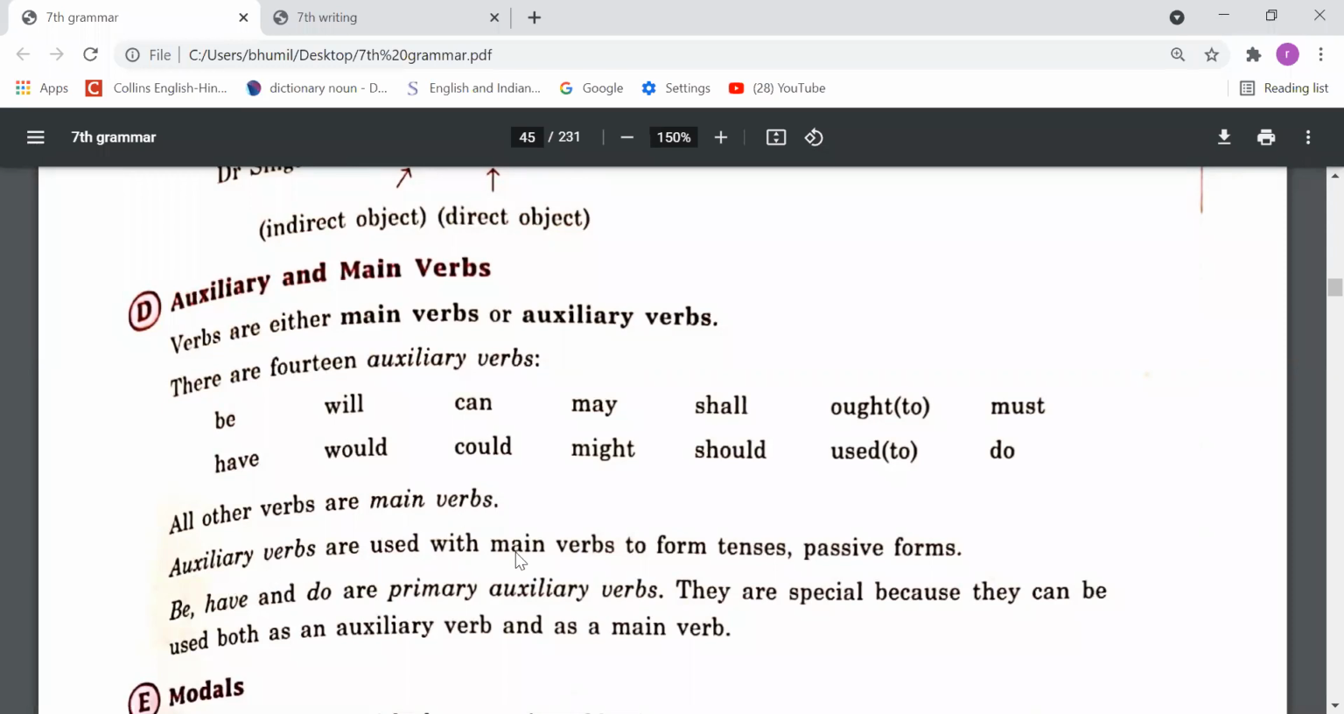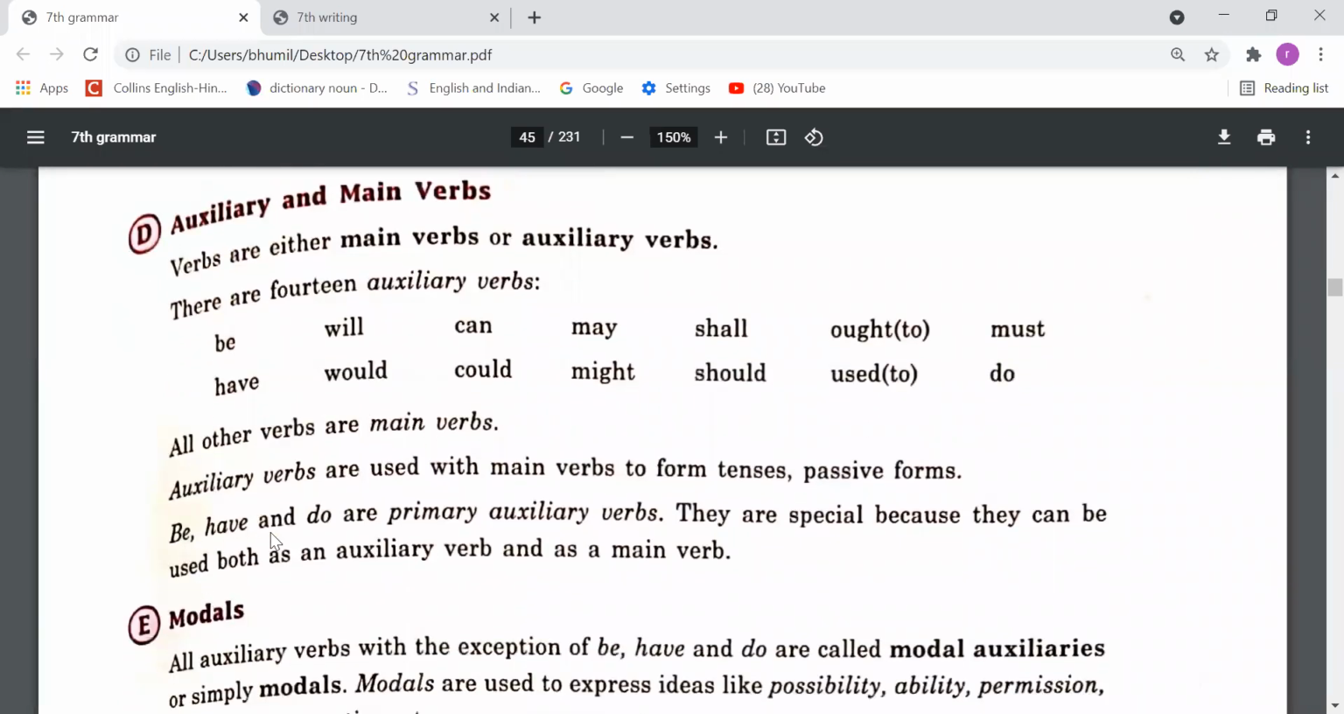Auxiliary verbs are used with main verbs to form tenses and passive forms. We use auxiliary verbs to form tenses and passive voice sentences. So here, the next point that's written: be, have, and do are primary auxiliary verbs. Primary auxiliary verbs means these helping verbs we use in tenses. Be form means is, am, are, was, were, and have form has, have, had. Do form do, does, did are primary auxiliary verbs.